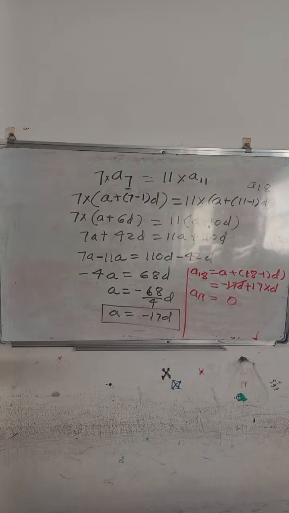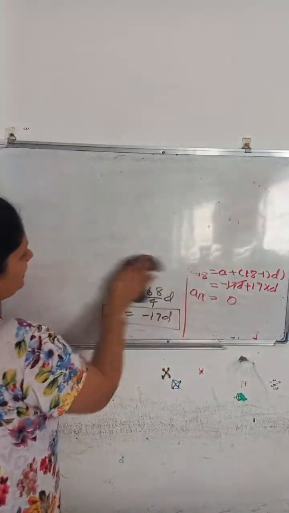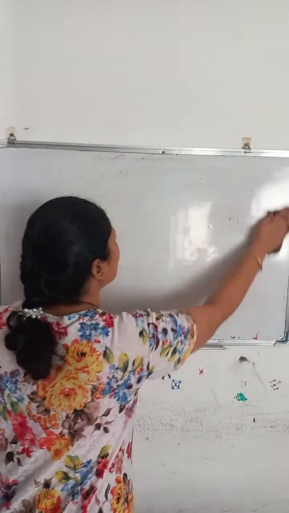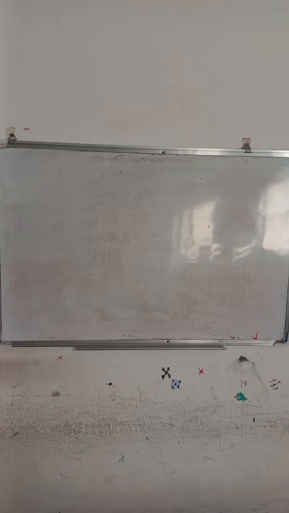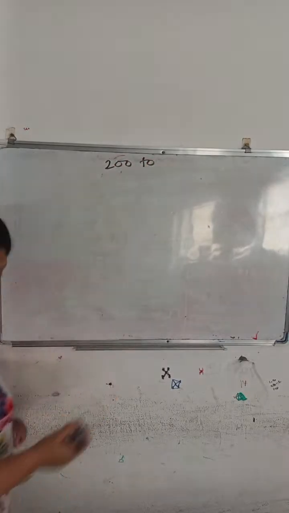Here the number range is mentioned, but the AP is not given. That means we have to form an AP over here. The integer range is given, 200 to 500. So first write down those numbers, form an AP, and then we can think about what we have to do.